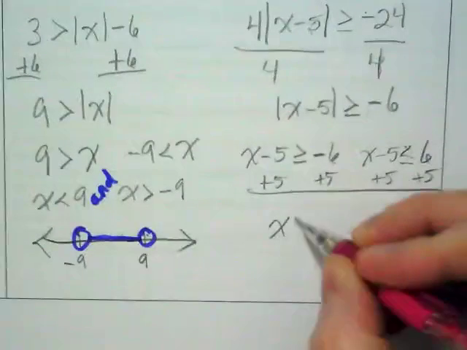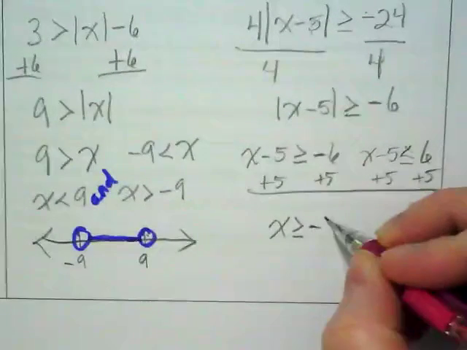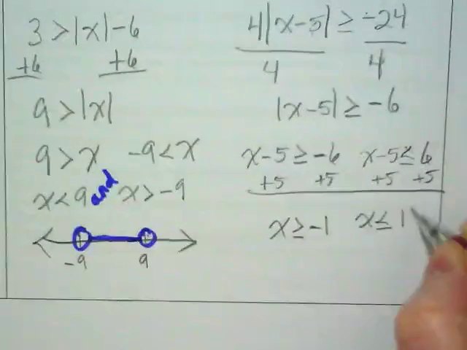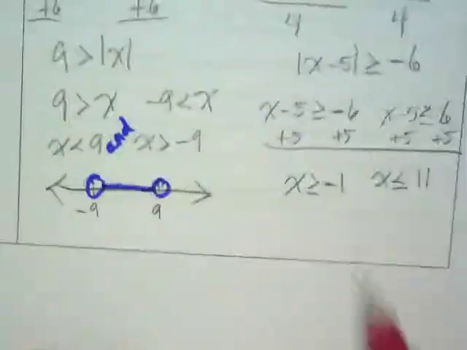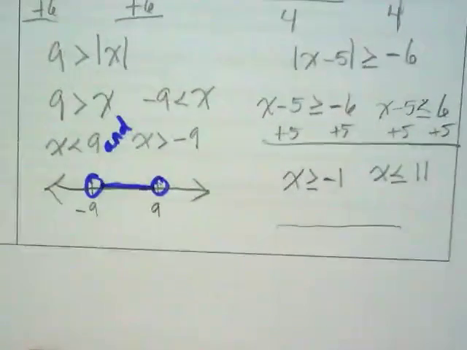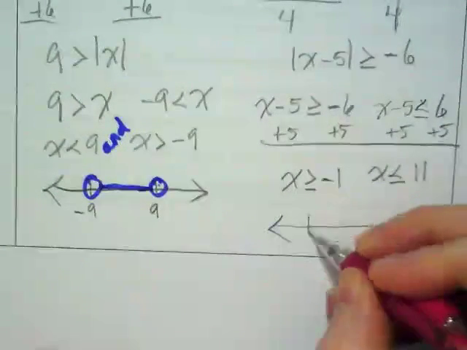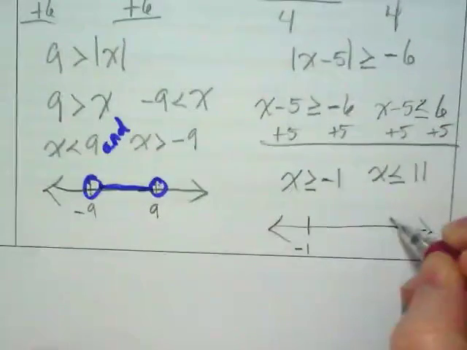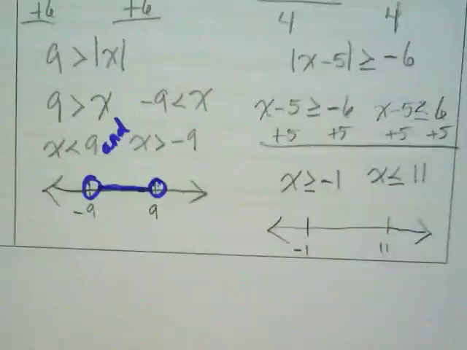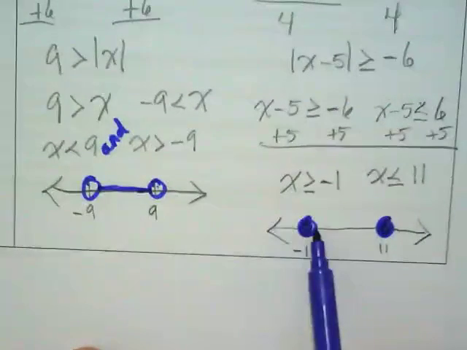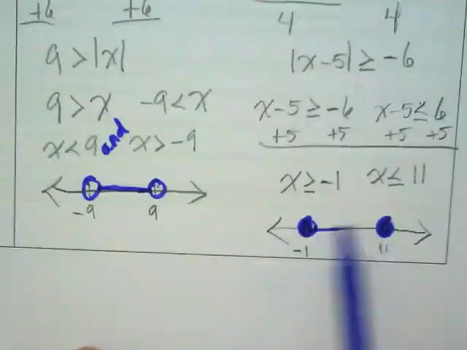So we get x is greater than or equal to negative 1. x is less than or equal to 11. And we're going to end up with another "and" here. What's going to be true about my circles this time? They're going to be filled in. And it's greater than or equal to negative 1 and less than or equal to 11, so we have another "and."